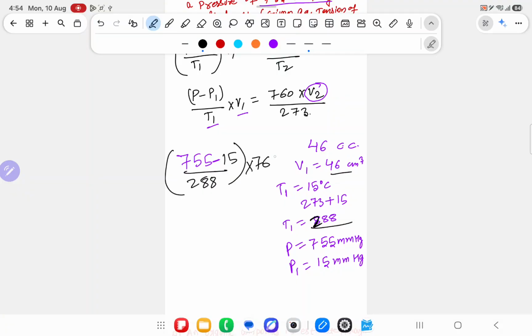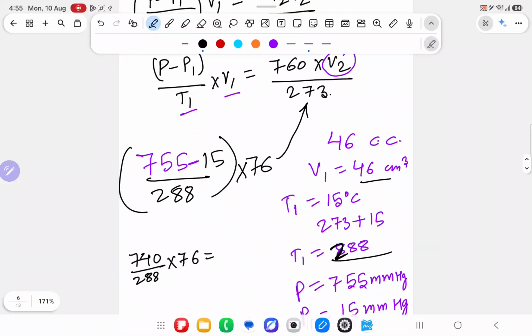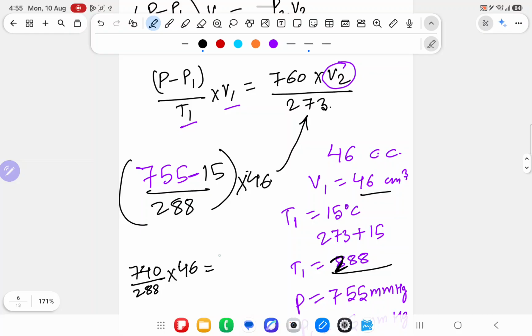46, sorry, 76 or 46. Is equals to, this I am not writing here because space is not there. Now from here, what you will say? Sir, 755 minus 15, 740 by 288 into 46 is equals to... Don't get nervous and confused. Digit I am just putting, sorry. Over here 46 is equals to 760 into V2 by 273.